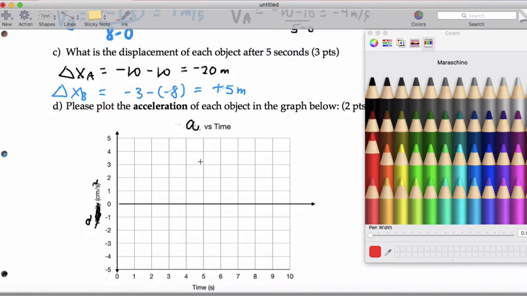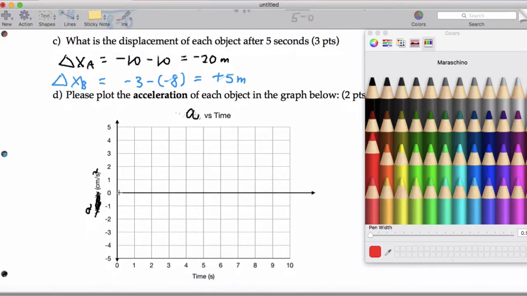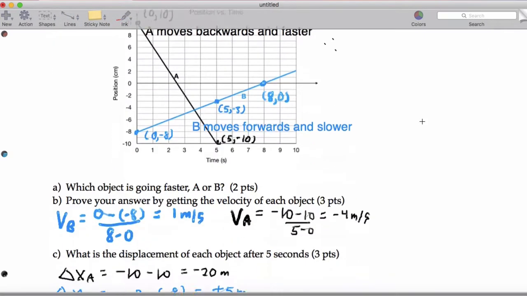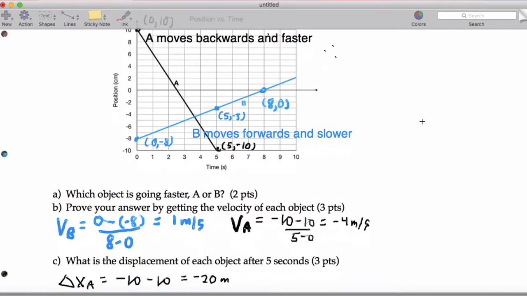But here's the thing. Neither of these objects speeds up, so if I were to plot the acceleration versus time, neither is accelerating. They're both moving at constant velocity. So that's why that would be, in fact, 0. So that's question number 1, and we'll move on to question number 2 in the next video.